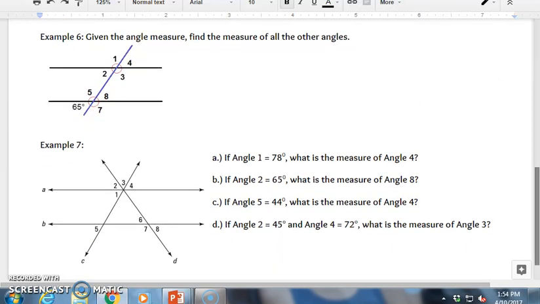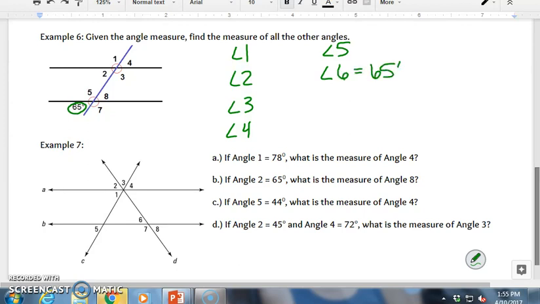Okay, so in this next example, they only gave us one angle measurement. But because they gave us that one angle measurement, we should be able to find all of the other 7 angles. This one is angle 6, so I'm going to go ahead and write that down. Angle 7 and angle 8. Okay? So those are all of the angles I need to find.